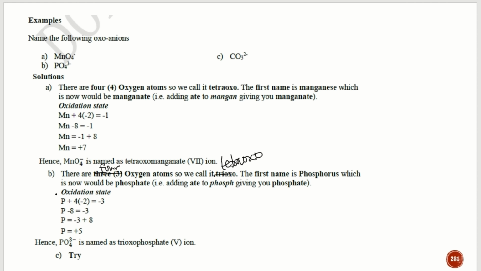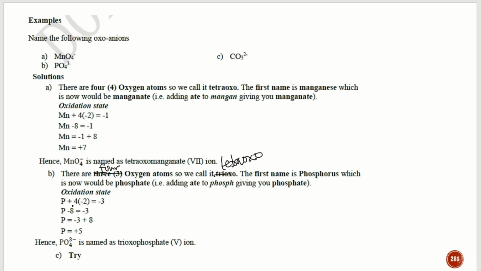tetraoxo. Then the name of the other element is phosphorus. We will replace the suffix with ate, and that becomes phosphate.